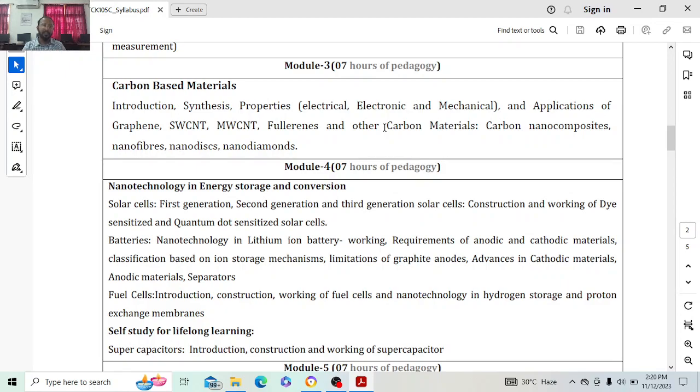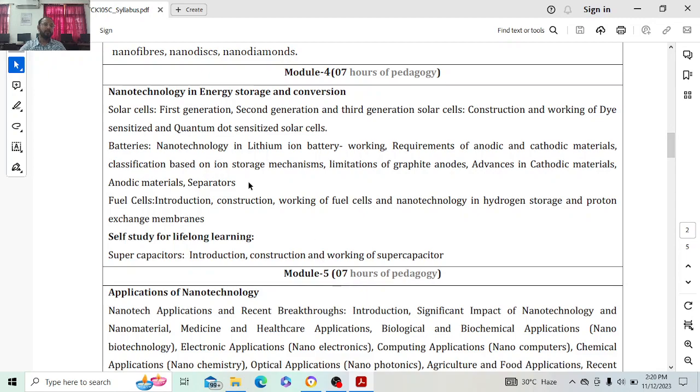And then applications of graphene, and single wall carbon nanotubes, multi-wall carbon nanotubes, that I will explain in detail while taking the subject. Then fullerenes we are having next, and other carbon materials like carbon nanocomposites, nanofibers, nanodiscs, nanodiamonds, all those things we will be discussing. Then in module 4 we are having solar cells, batteries, fuel cells.